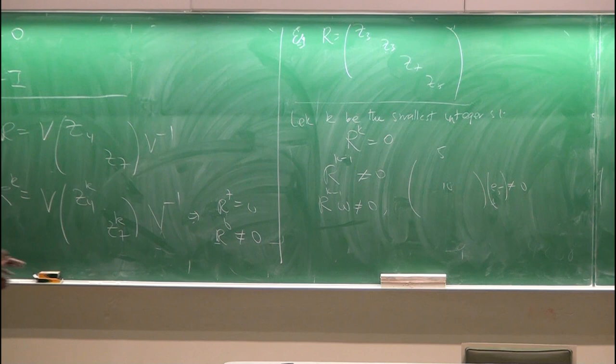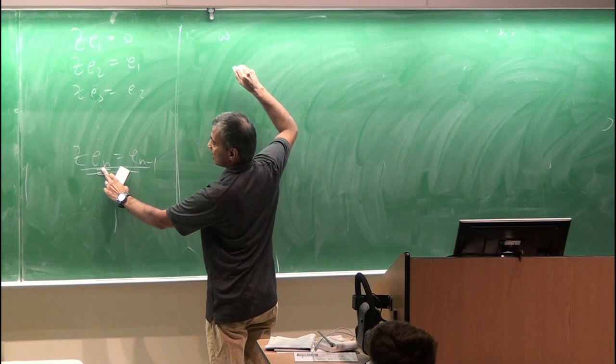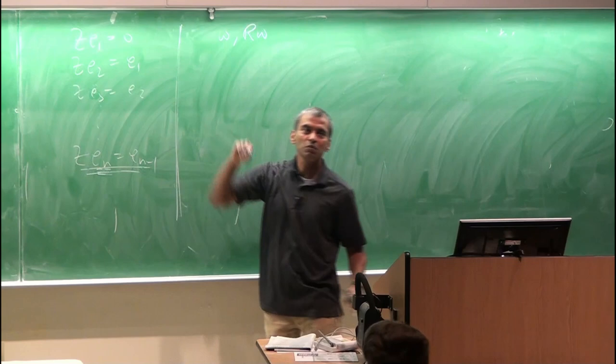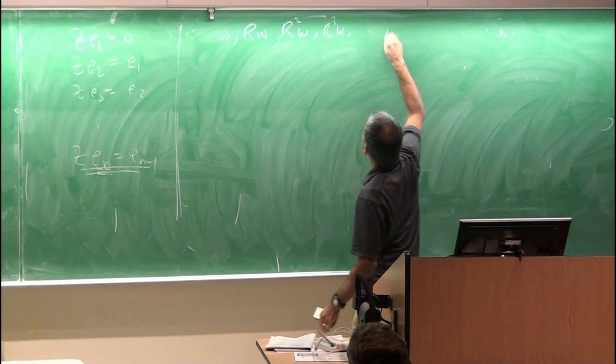So now, once w is sitting at the bottom of this chain, how do I form the full Jordan chain? I start with w, say e_n. To get the next guy in the Jordan chain, I should multiply by R. The next guy in the Jordan chain should be R times w. That's what I would look at my example and think that's what I should do. And the next guy should be R times this guy. So R squared times w, R cubed times w. You see, we're getting our old frame back.